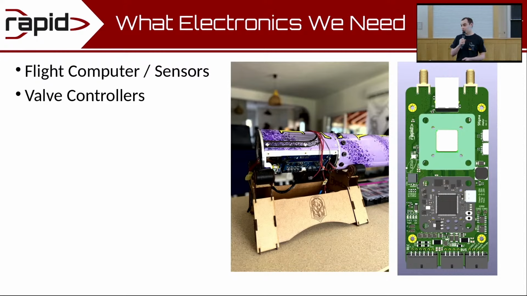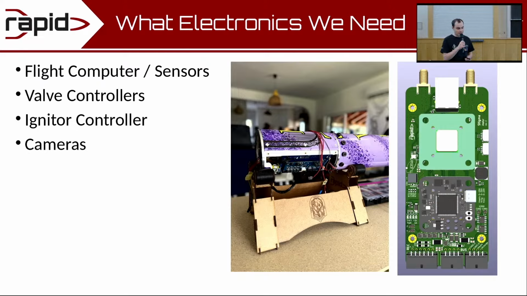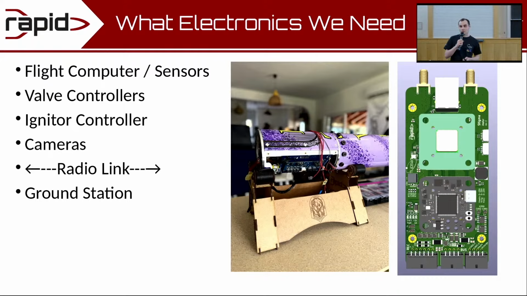Then we have controller boards for controlling our valves and for igniting the engine. These are not shown here, but I have them with me if someone wants to take a look at our PCBs later. We have cameras for PR purposes, and then we need to have a radio link to our ground station, which at the moment is a laptop connected to a LoRa modem.